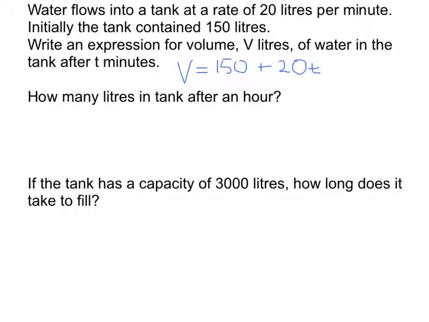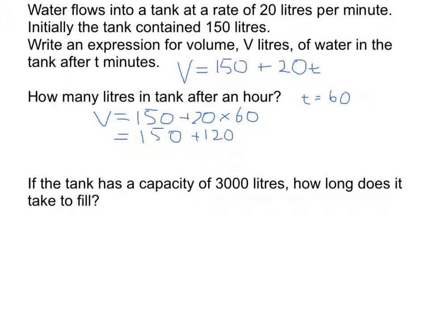Now, next part is how many litres are in the tank after an hour. So after an hour, that tells us that T, because T has to be in minutes, will be 60. So V will equal 150 plus 20 times 60, equals 150 plus 1200, which will equal 1,350 litres.